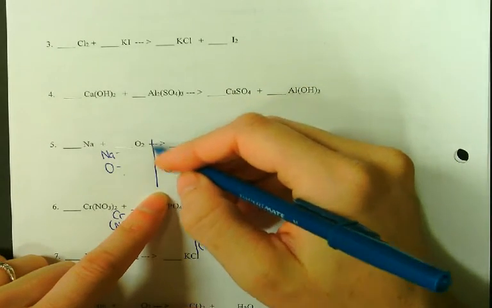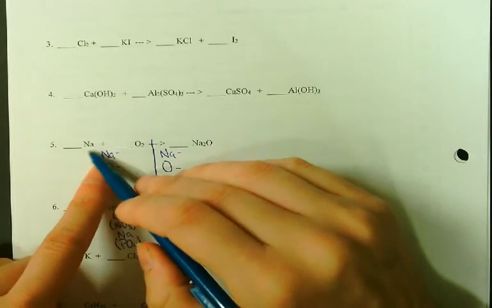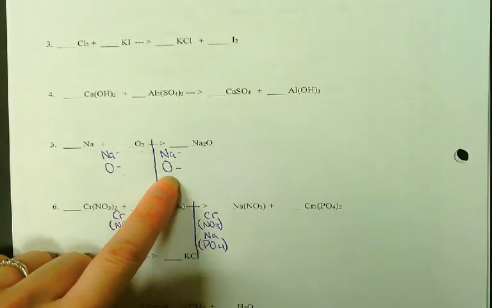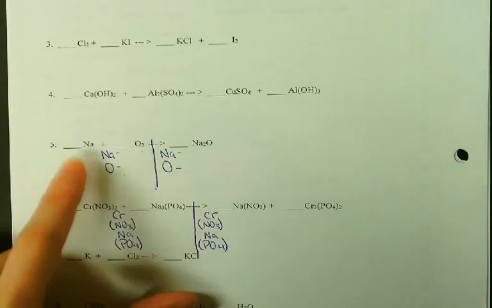So I already got it started. I cut the problem in half and I wrote down what I have. I have sodium and oxygen, and I write it down on the same side. Now you count atoms.